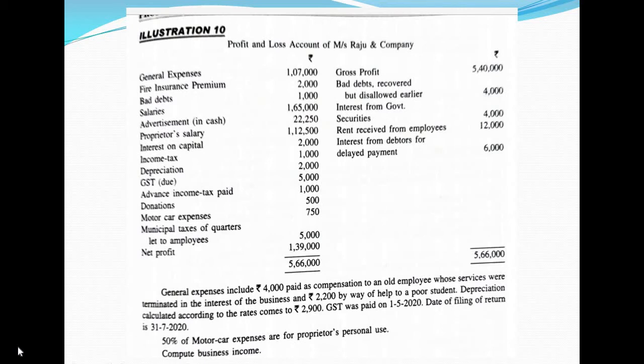Now again, we have to less the expenses allowed but not debited. Here it will be the depreciation calculated under the Act. From the adjustment, the depreciation calculated according to the rate comes to rupees 2,900. So this will have to be deducted from the net profit. Then we also have to less the income not taxable under this head. If you look at the credit side, the income not taxable under this head will be the bad debts recovered but disallowed earlier, and also the interest from government securities.